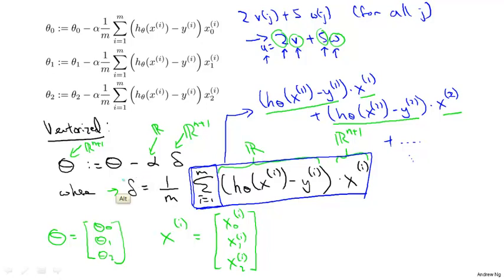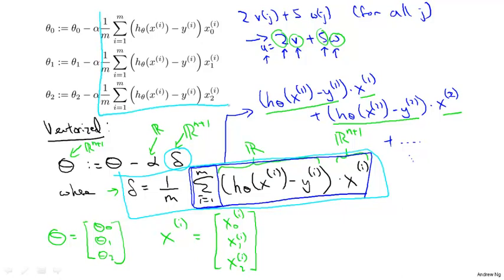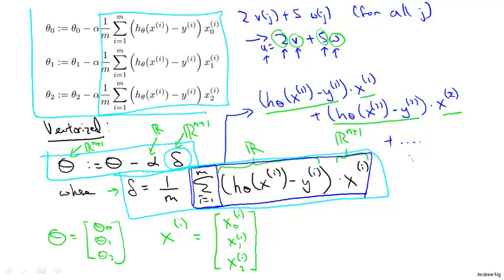And hopefully you can convince yourself that with this update, if delta is defined using this equation over here, and if I update theta as theta minus alpha times delta, then what delta is doing is taking all of these things and compressing them into a vector, so that when you perform this one update, theta gets updated as theta minus alpha times delta. That has the effect of updating theta 0, theta 1, theta 2, and so on, all at the same time. Okay?